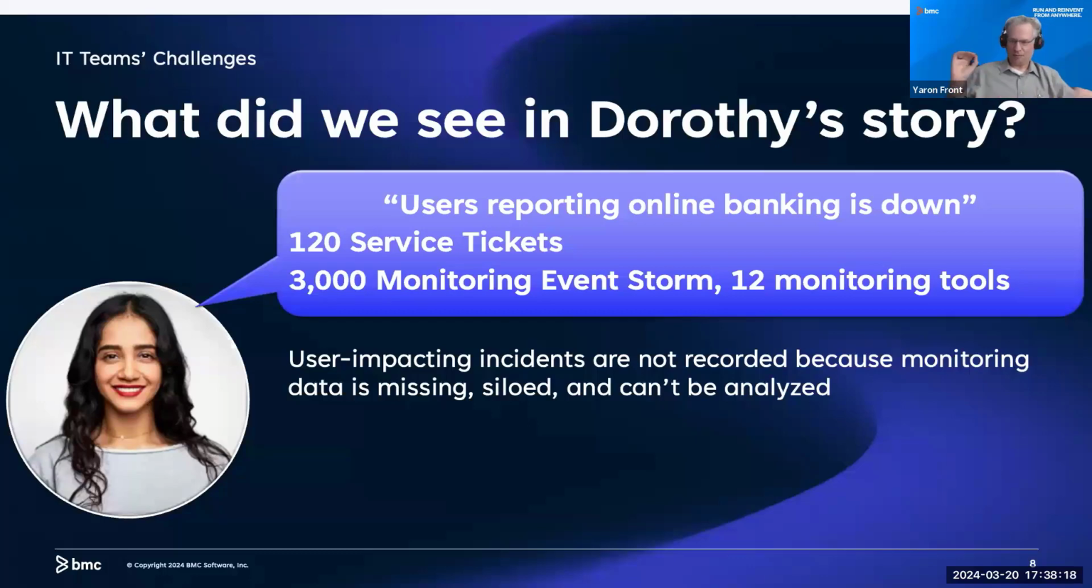And the last thing I want to point out is the event storm. So it's not that Dorothy doesn't know there's a problem, right? She has the events, she has all the information, right? She's getting events, she's getting metrics, and she has many tools. She has 12 different tools that are telling her that something is wrong. But nobody's really telling her where the problem is. They're reporting information, and it's a lot of information. Think about it, 12 monitoring tools, 3,000 events. It's a storm. It's unmanageable. It's hard.